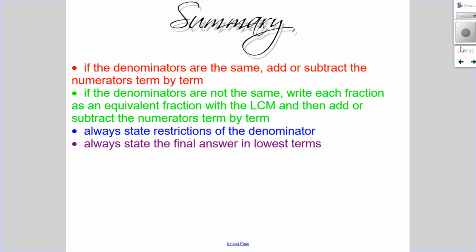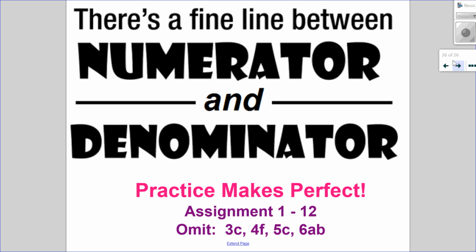Okay, so to summarize the lesson. If the denominators are the same, add or subtract the numerators term by term, keeping the denominator the same. If the denominators are not the same, you need to create equivalent fractions with the lowest common multiple. I want you to always state restrictions for your denominator, and then always state your final answer in lowest terms. So fractions, they're really important, and you could actually say there's a fine line between a numerator and a denominator.